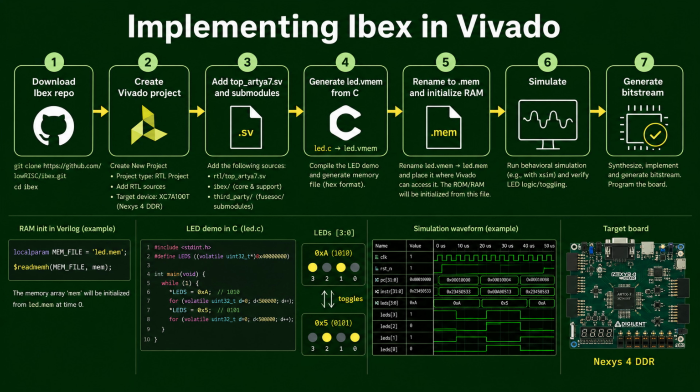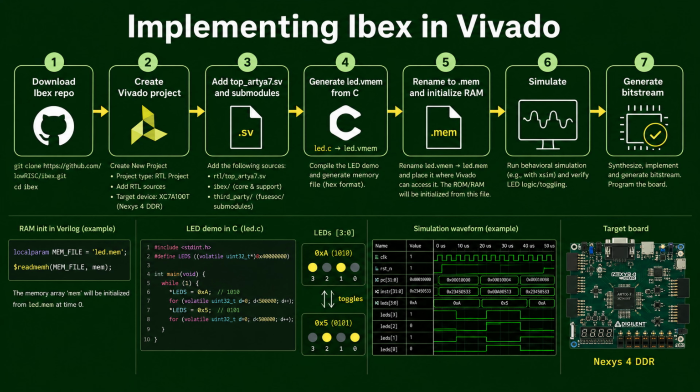Before programming the physical FPGA, the system should always be simulated. A test bench verifies that instructions are fetched correctly, executed sequentially, and that the LED output receives the expected values. The example alternates the LED pattern between hexadecimal A and hexadecimal 5. In binary, these correspond to alternating LED patterns, making the result very easy to observe.